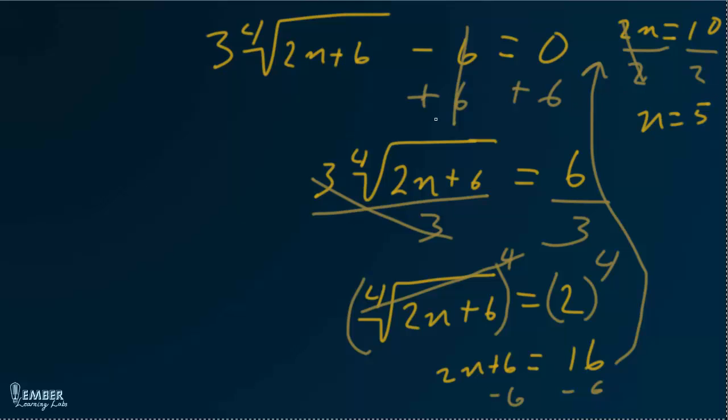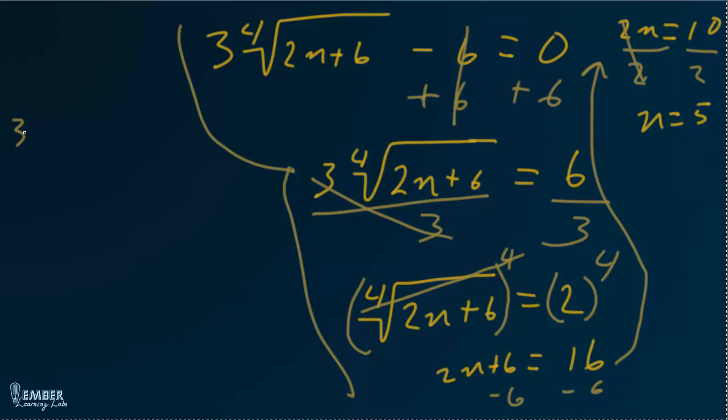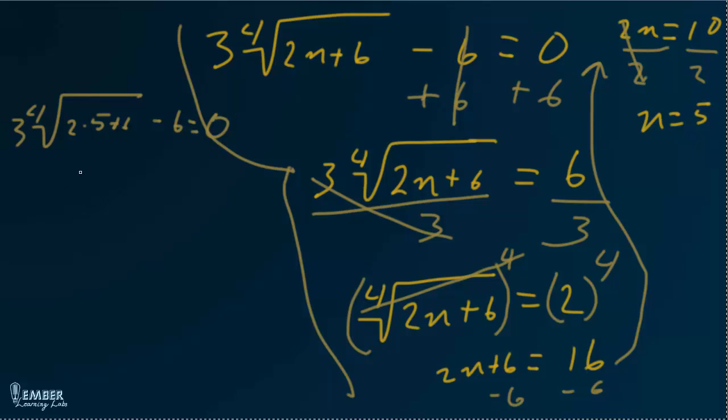So let's double check to make sure that checks. So we're going to have 3 times the 4th root of 2 times 5 plus 6 minus 6. We want to know if that equals 0. Sorry for the mess. I only have so much screen.